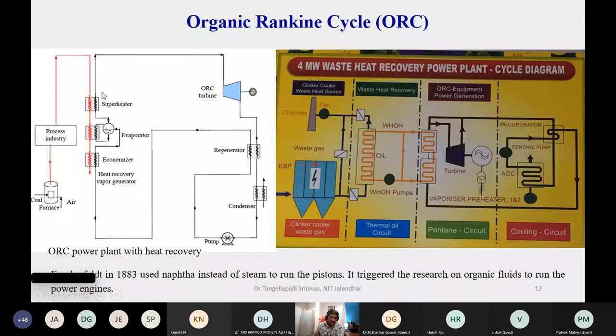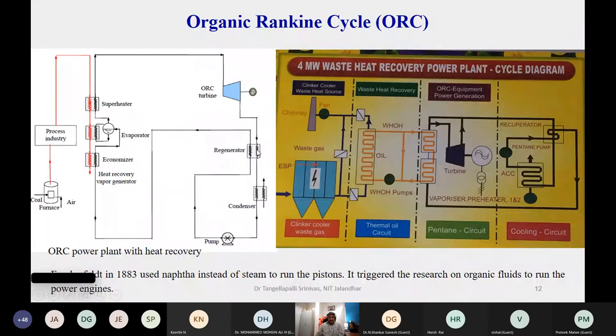First, I am showing the boiler. The boiler consists of an economizer, evaporator, and superheater. Since our title is waste heat recovery, the hot gas coming from the process industry is tapped in the heat recovery vapor generator to generate the vapor. Subsequently it expands, then condenses in an air-cooled or water-cooled condenser, and then it is pumped back to the boiler, the heat recovery vapor generator.